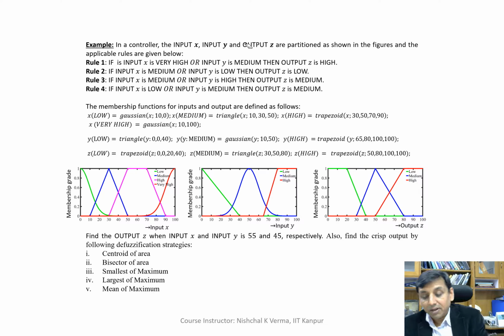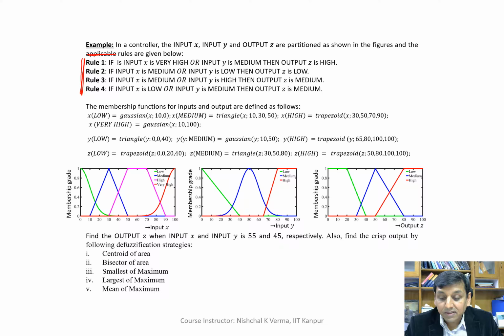The rules that are there for this model are given. We have four rules available: rule number 1, rule number 2, rule number 3, and rule number 4.